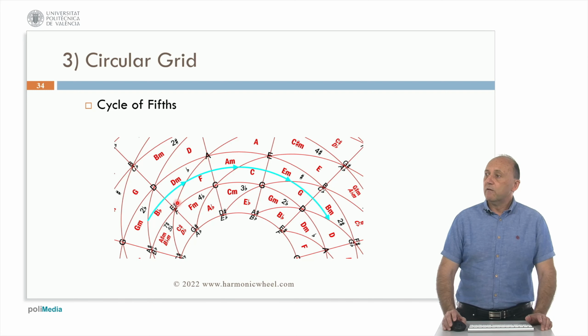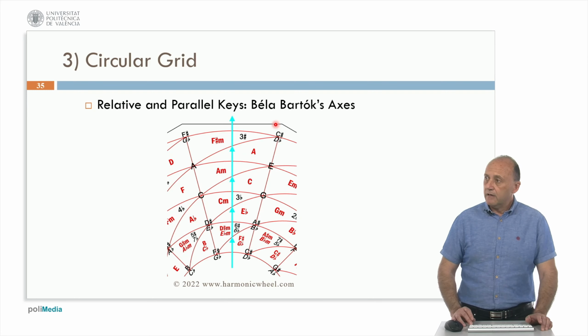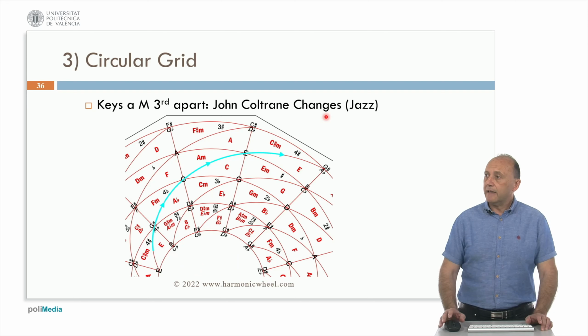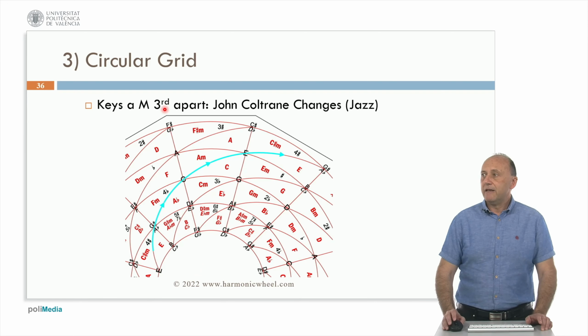Regarding keys, if we move along a circumference, we will obtain a cycle of fifths. If we move along a radius, we will obtain the relative and parallel keys, which is known as a Bela Bartok axis. And if we move along a spiral line, we find keys a major third apart, which in jazz is known as John Coltrane changes.